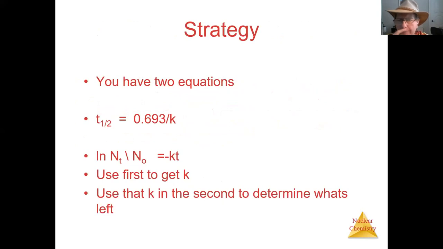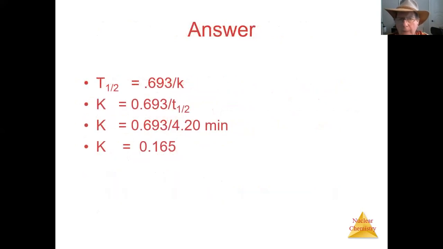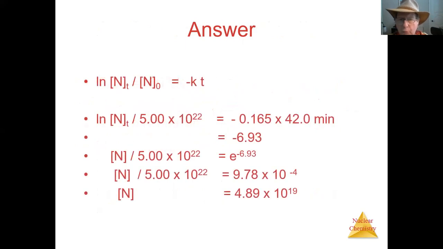So the first step, I'm going to find out what my k is. I'm going to take 0.693 and divide it by my half-life. That gives me the value of my rate constant. I have my rate constant. I'm going to multiply that by the time. That's going to give me 6.93.